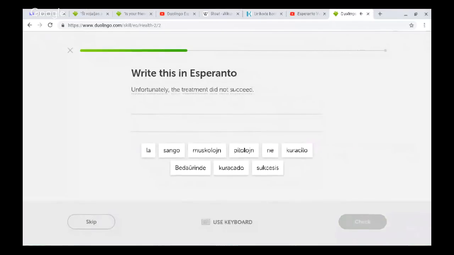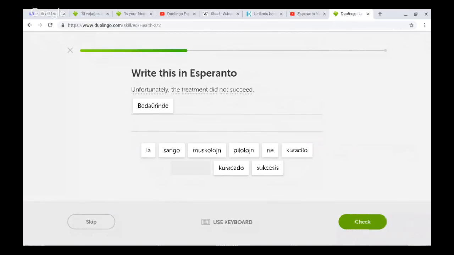Unfortunately, the treatment did not succeed. Oh, bedaŭrinde, capital letter. The treatment. All right. So we have to figure out which word for treatment to use. We have kuracado and kuracilo. Quite honestly, I think the course would have to accept either one. If somebody asked which one was the right answer, I think it would have to, because kuracado is the act of treating or treatment. Kuracilo is something you use to treat, or a treatment, right?